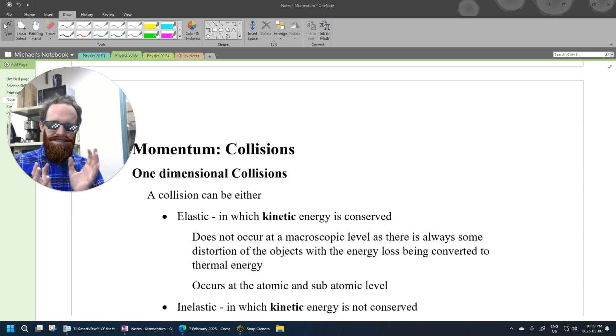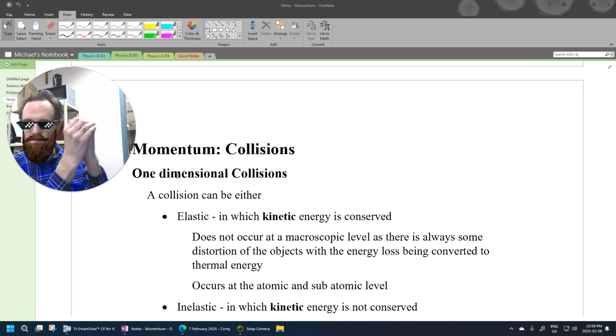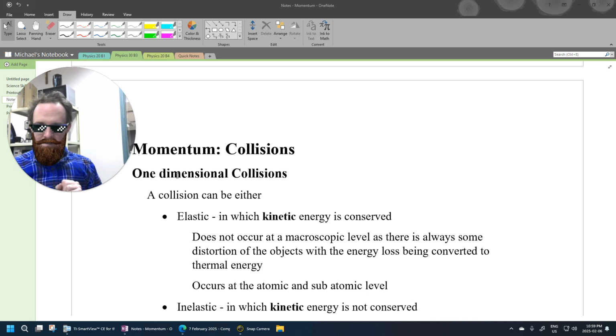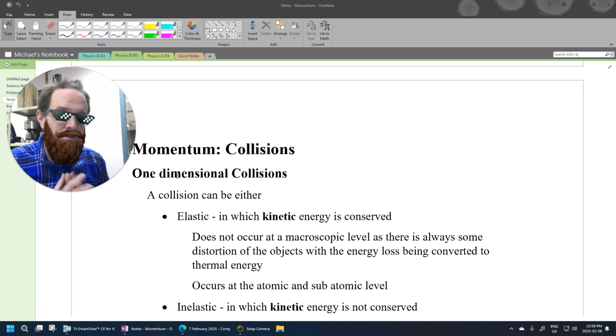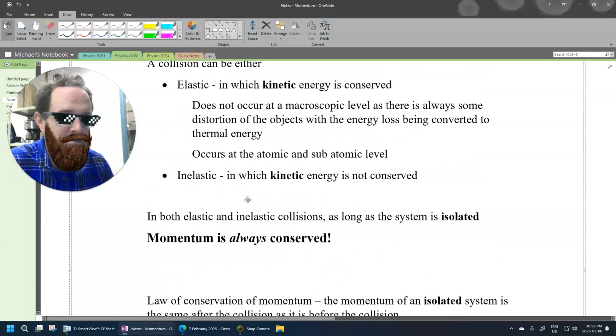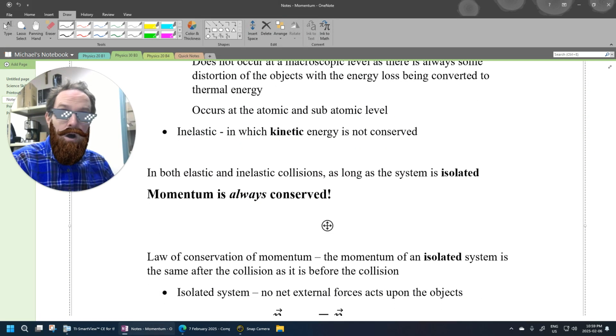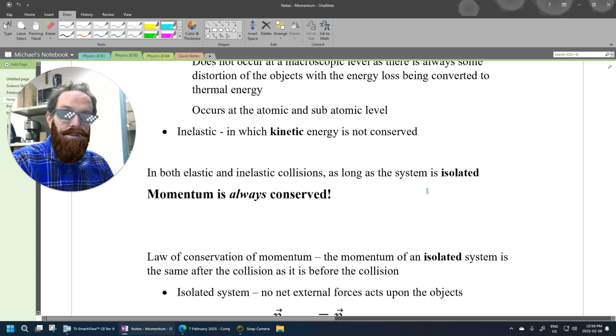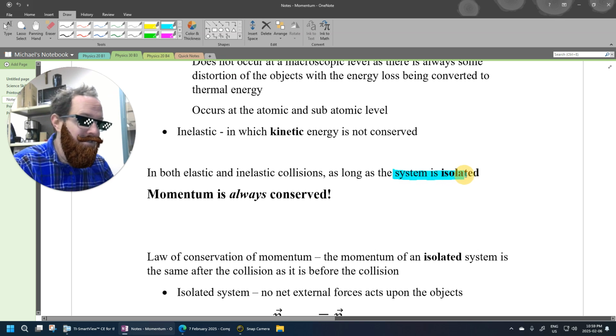And then the last type of collision doesn't really seem like a collision, but it still follows the same principles: an explosion. It starts off as one and then explodes into multiple pieces. And they all follow the same principle. The main thing about all of these collisions is that, as long as the system is isolated, so very key, it has to be isolated. Put a little big star here.